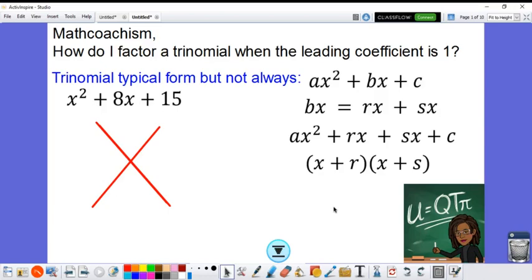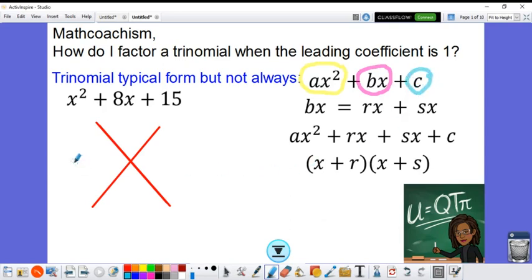How do I factor a trinomial when the leading coefficient is 1? Well, this trinomial is a special polynomial because it has 3 terms. So the form it's written in is ax squared plus bx plus c.